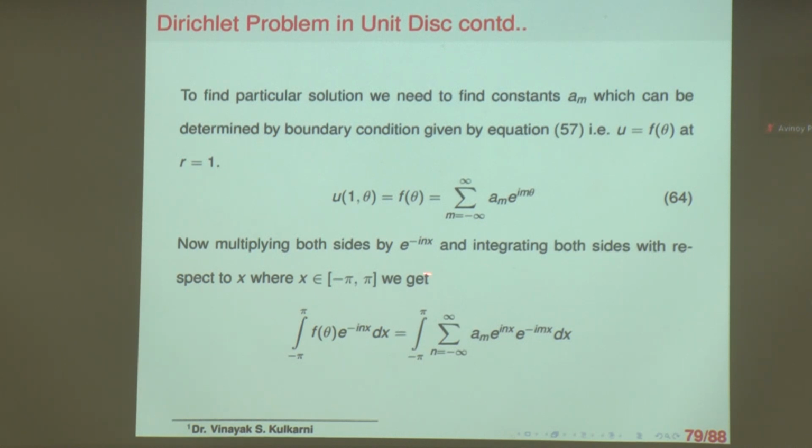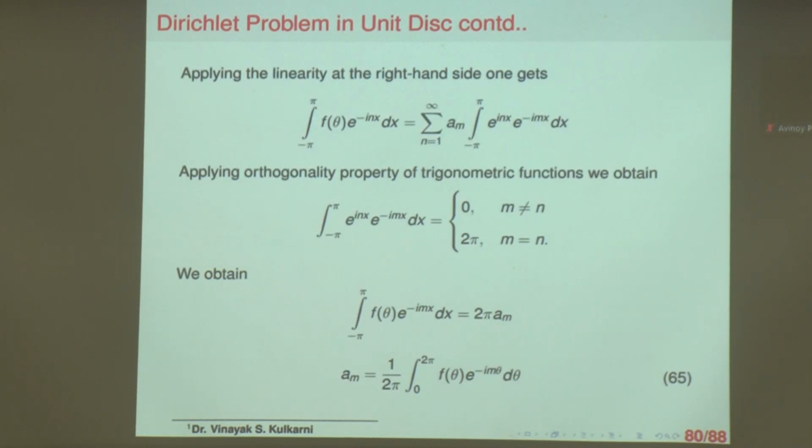You can multiply both sides by e to the power i n theta, and integrate both sides from minus pi to plus pi. That way you can do it, or directly, a_m being a Fourier coefficient, you can write the expression for the Fourier coefficients. So you can simplify this equation and take advantage of the orthogonality property. What is that orthogonality property? Whenever m and n are unequal, it is 0, and whenever they are equal, it is 2 pi. So I can substitute over here, and accordingly I will get the value of the constant coefficient a_m.